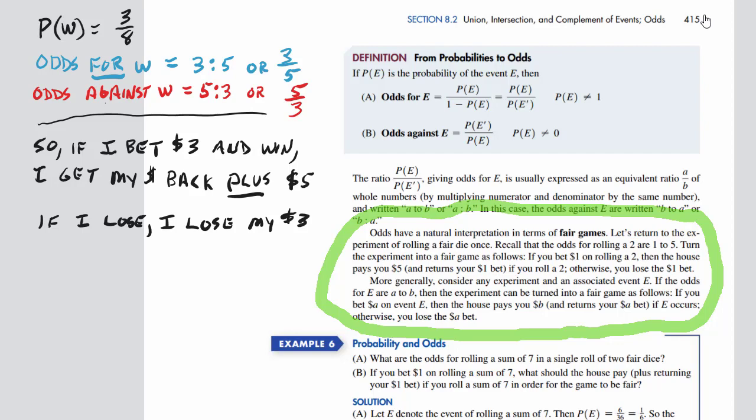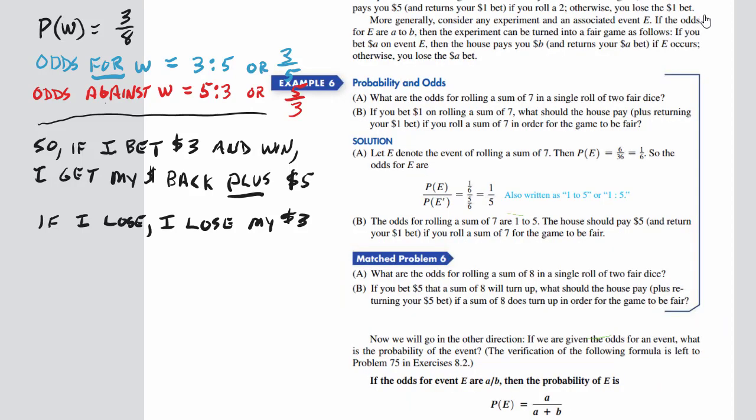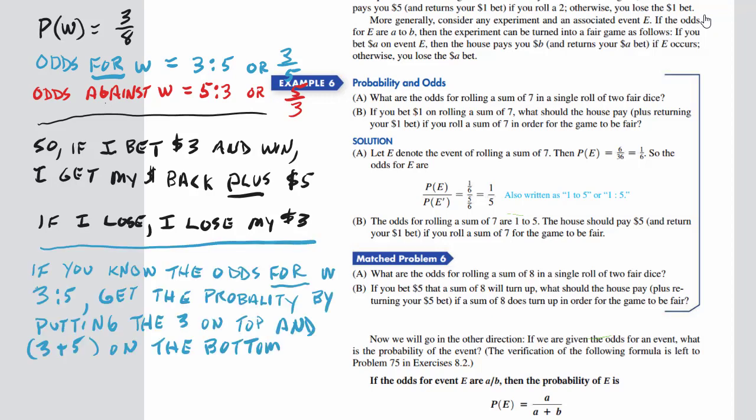Okay, let's turn things around. Let's say I know the odds. How would I find the probability? If you know the odds in favor of something, you take that left-hand number and put it on top of a fraction. Then you add the two values together, here the 5 and the 3, to get the bottom number. Doing that, we get our original probability back.